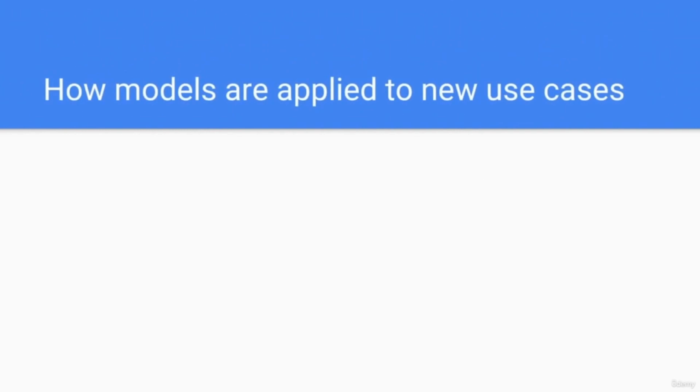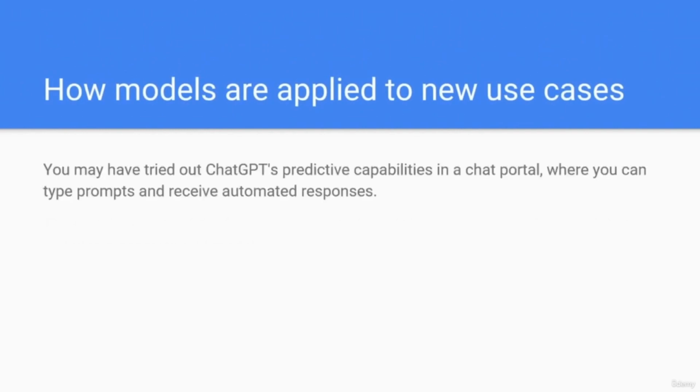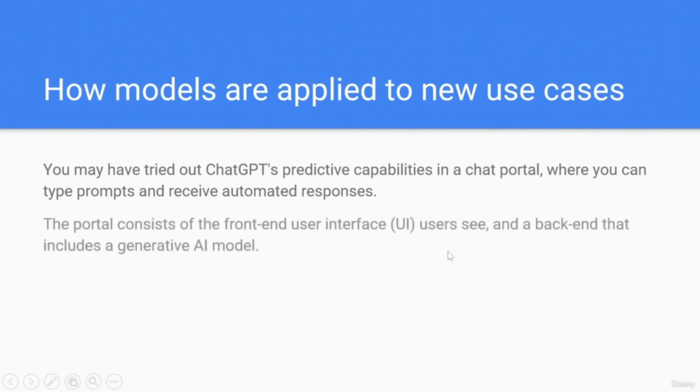Now, how are models applied to new use cases? You may have tried out ChatGPT's predictive capabilities in the chat portal, where you can type prompts and receive automated responses. The portal consists of the front-end user interface, or UI, users see, and a back-end that includes a generative AI model.